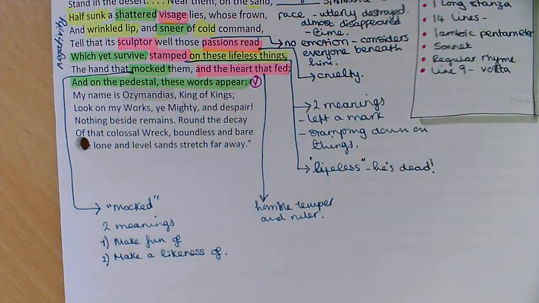And on the pedestal, these words appear. So we've gone back to talking about the broken statue now. So we've gone from talking about the traveller, then into a little bit about the sculpture and how it's basically wrecked. And then we go to the artist, and now we're going back to that point. And this is where we get what the king, what the pharaoh wants us to know about him. My name is Ozymandias, King of Kings. Look on my works, ye mighty, and despair.